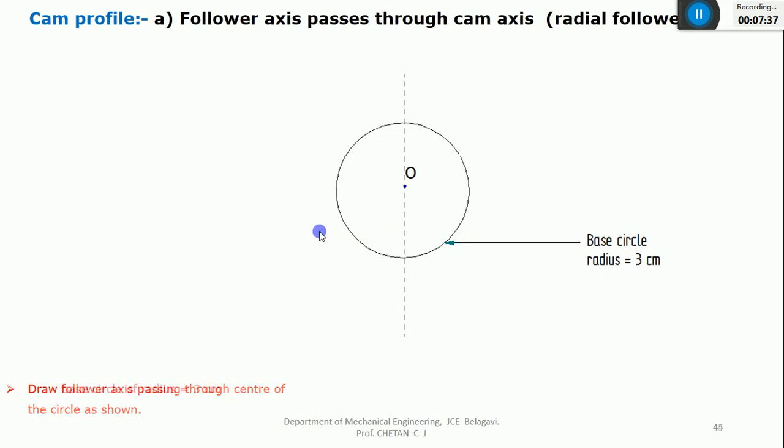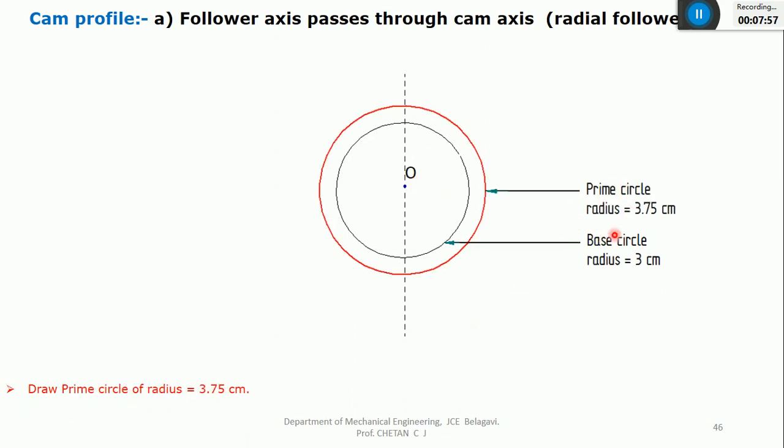So I'll revise once again. First, I have drawn this base circle with 3 centimeters, and after that, I have indicated the vertical axis of this circle, which is passing through the center of the circle at alphabet O, at center O. After that, I have drawn a prime circle radius, that is 3.75 centimeter. So already I have explained what exactly this prime circle radius is. It is a summation of the base circle radius, that is 3 centimeter, plus the roller radius. The roller radius is 0.75 centimeter. In total, I'll get the prime circle radius as 3.75.